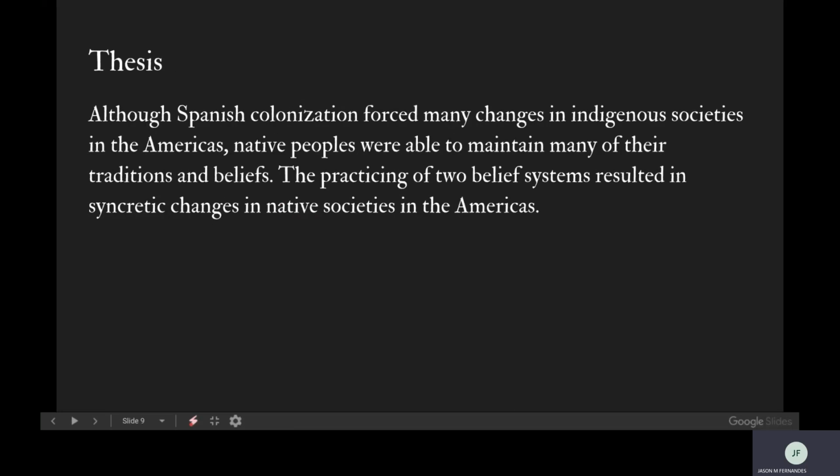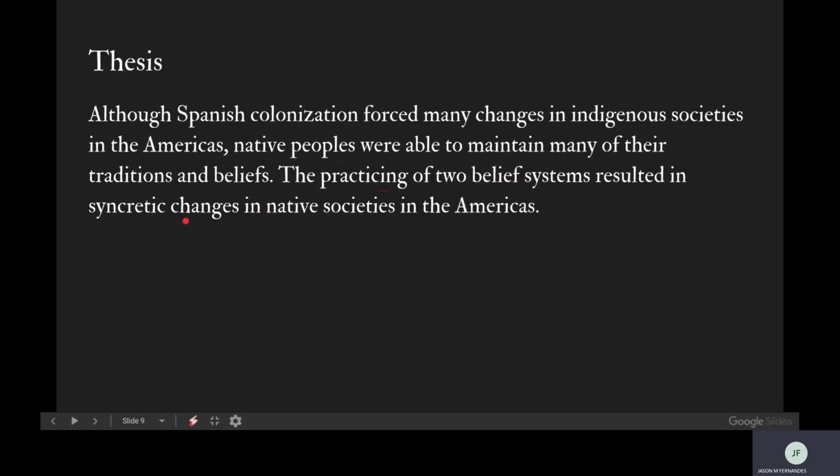Now, for your thesis, remember, we're making two arguments, right? One is that there was a maintenance of indigenous beliefs, and two, that there was a syncretism of indigenous and Christian beliefs. So here's my first argument. Although Spanish colonization forced many changes in indigenous societies in the Americas, native peoples were able to maintain many of their traditions and beliefs, right? That maintenance. Second argument. The practicing of two belief systems resulted in syncretic changes in native societies in the Americas, right? So we've got to prove both of these: this maintenance of belief systems and this syncretic change that's coming to these societies, okay?